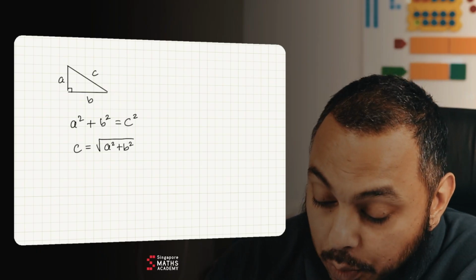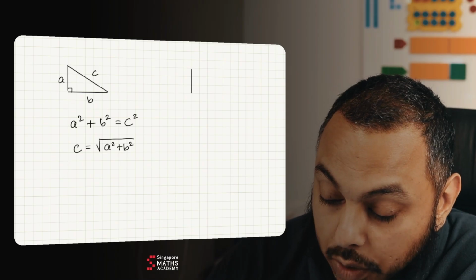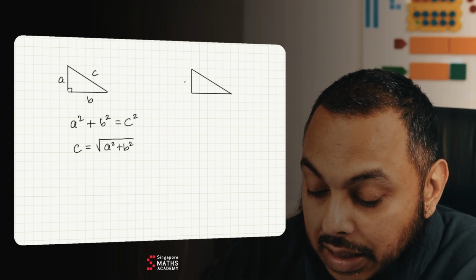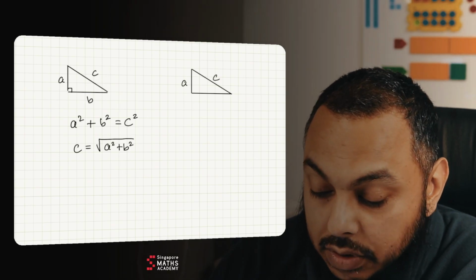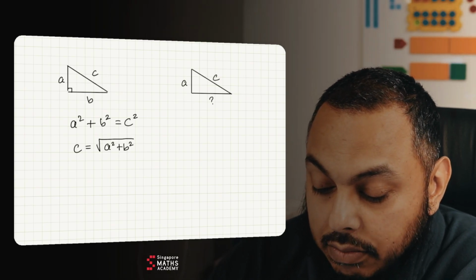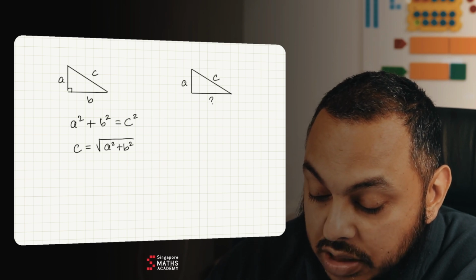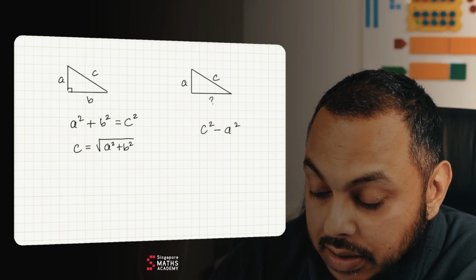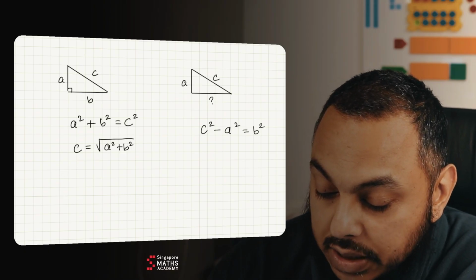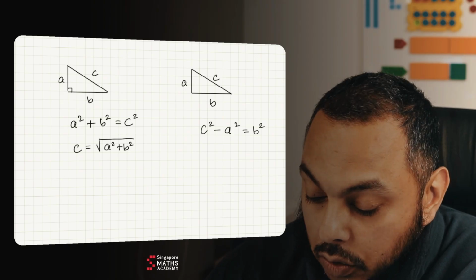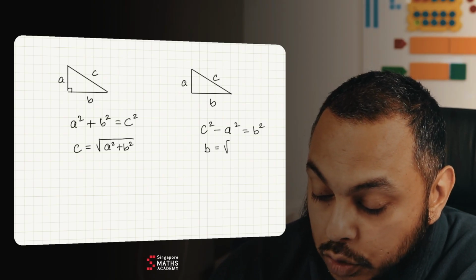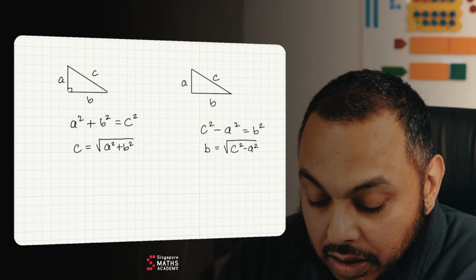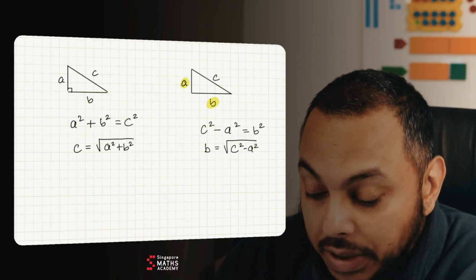Whereas when we've got a right angle triangle and we're asked to work out one of the shorter sides, it doesn't matter which one. Let's say A and C is given, and we're trying to work out what B is, right? That means we're going to do C squared take away A squared is equal to B squared, right? This is B. And so to work out what B is, we're going to do the square root of C squared take away A squared. Now A just represents the smaller length. It could be A or B, doesn't matter.